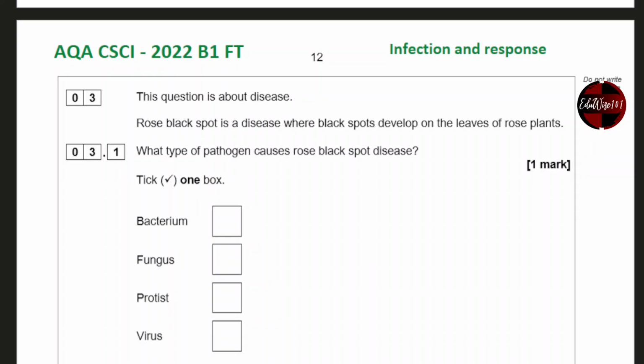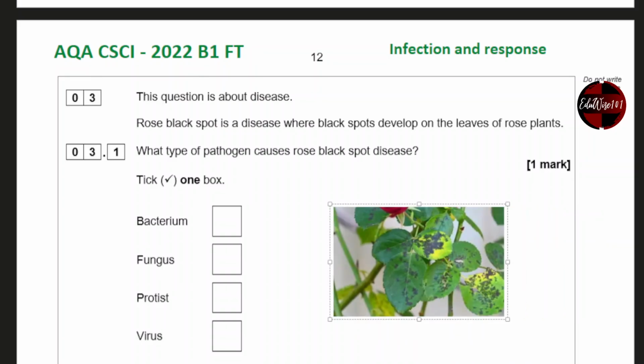Question number 3 is on the topic of infection and response. This question is about disease. Rose black spot is a disease where black spots develop on the leaves of rose plants. What type of pathogen causes the rose black spot disease? Now, if you don't know what rose black spot is, here's what it actually looks like. And I'm pretty sure you have seen rose plants with leaves which look like this. And it is caused by a fungus.